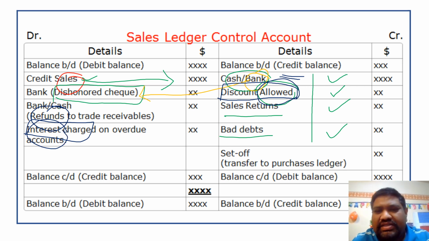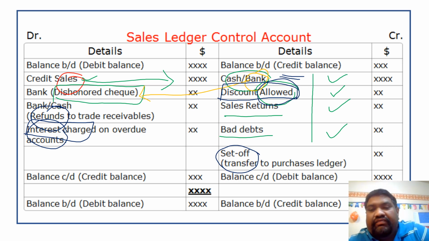Then the next one is set off. Set off means cancel each other. It takes place if a customer is also a supplier. We are selling goods to them, and they may do some process and again sell to us. That means we are buying from the same person. So when we are selling to and buying from the same person, we go for the set off. Only the difference amount we write. So this amount is transferred from the purchase ledger. How do you know? The supplier account is nothing but our purchase ledger or trade payables account.